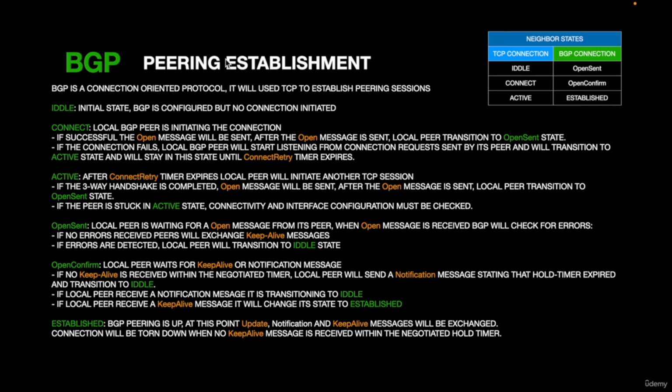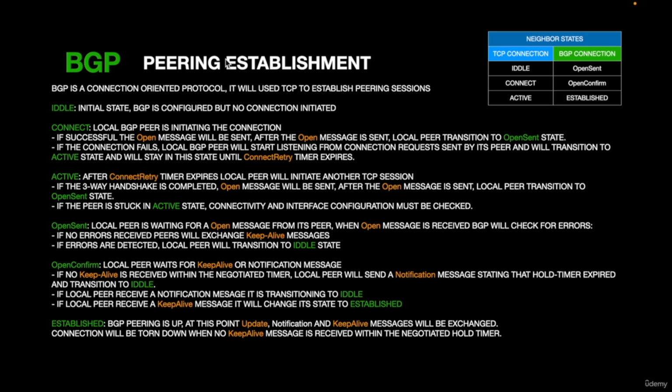Open confirm. The local peer will wait for the keep alive or notification message. If no keep alive is received within the negotiated timer, the local peer will send a notification message stating that the hold timer expired and will transition to idle state. If the local peer receives a notification message, it will transition to idle. If the local peer receives a keep alive, it will change its state to established.